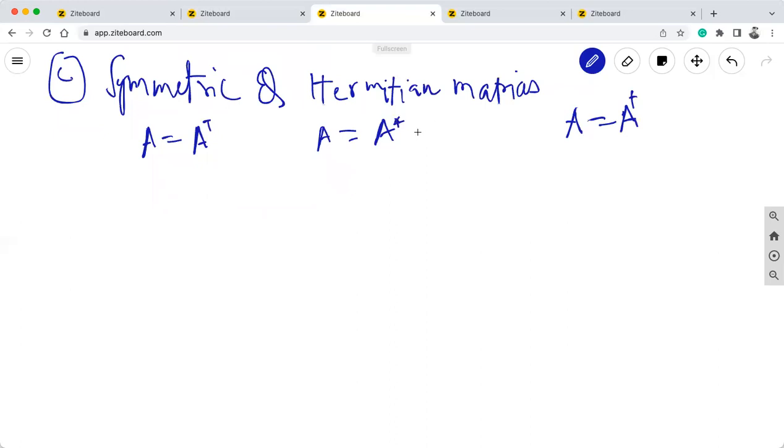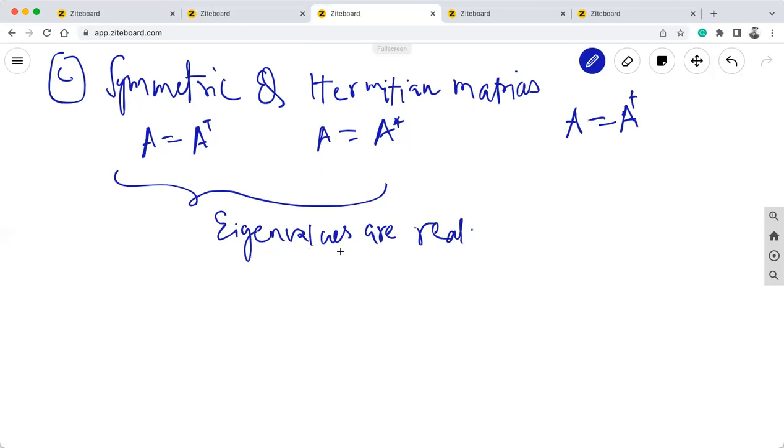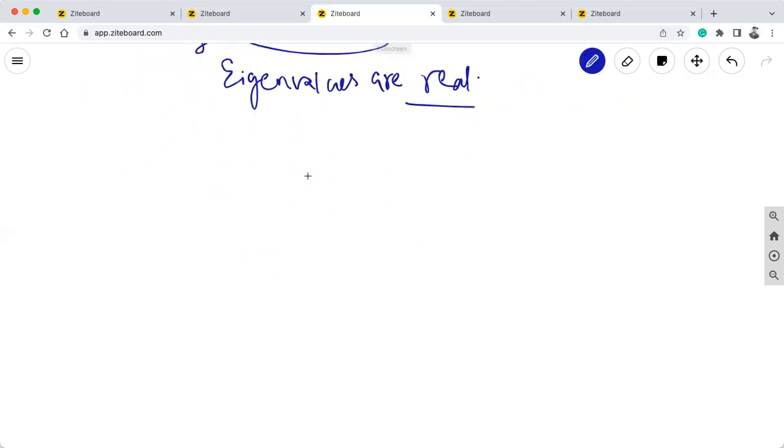So in addition to all the properties of the normal matrices that we discussed, real symmetric and complex Hermitian matrices have a very important property: all the eigenvalues are real. It's homework for you all to prove that the eigenvalue of a symmetric or Hermitian matrix is a real quantity. It's a very simple proof, but you should try this.